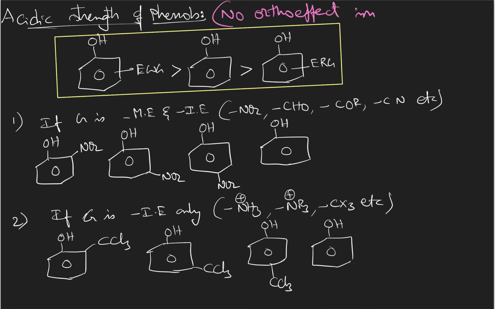No ortho effect in phenols. Only in carboxylic acids, benzene carboxylic acids, ortho effect is observed, but not in phenols. So, if the group is both negative mesomeric effect and negative inductive effect group like this, then one second.